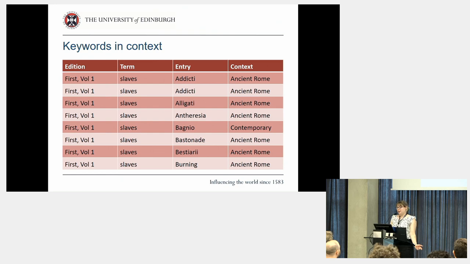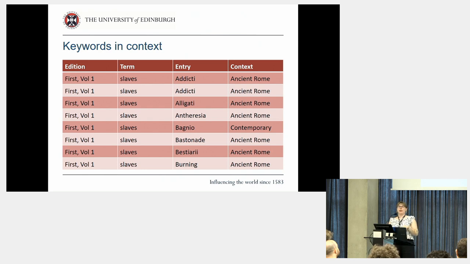So a little bit on the keywords and context. It's a huge volume of data to go through. However, these are some examples of searching the word slaves in the first edition, volume one. This is why it's important to look at the context. You might think that in 1768, there might be some more discussions happening around contemporary slavery. Actually, a lot of the references are to ancient Rome slavery and classical settings.